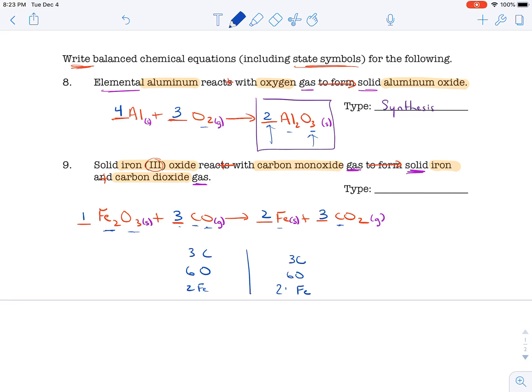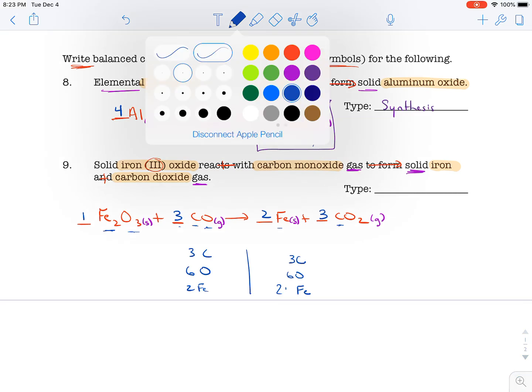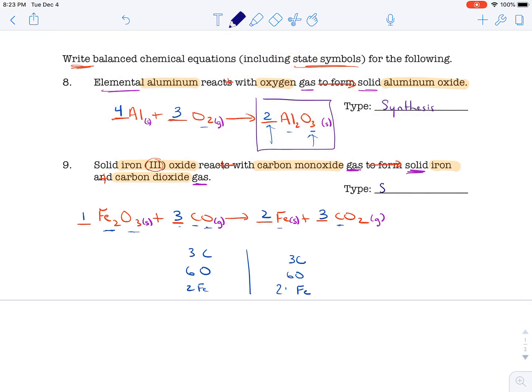Now, the type of reaction on this one, it's a little bit tough to see. All right. But technically, we would call this a single replacement. And that's because we had oxygen on both sides right here. We had oxygen here and here. And then they just ended up going together. But again, I won't count this one wrong no matter what you get here.